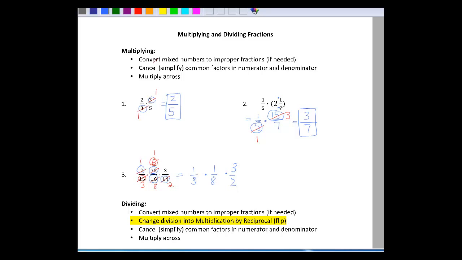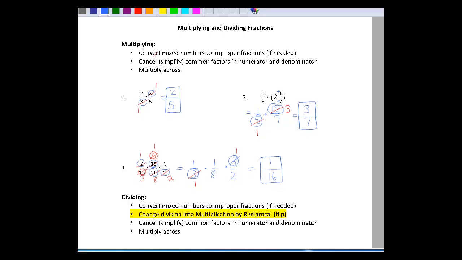Looks like I have one more set of common factors that I can cancel here. The 3's, 3 divides into 3 one time. 3 divides into that 3 one time. So now if I multiply across, 1 times 1 times 1 is 1. 1 times 8 times 2 is 16. So the product of those 3 fractions that I started with, 2/15, 35/16, and 3/14, turns out to be 1/16. So that's a quick review of multiplying. Let's go ahead and move on to dividing.